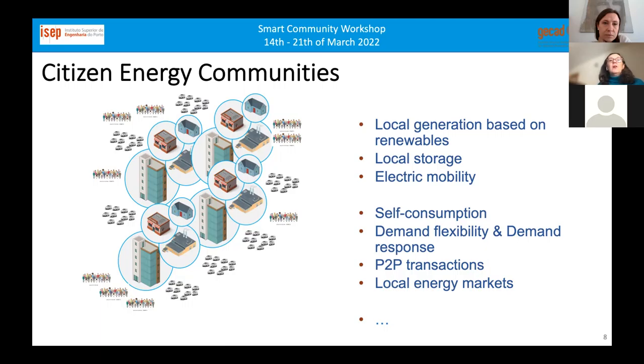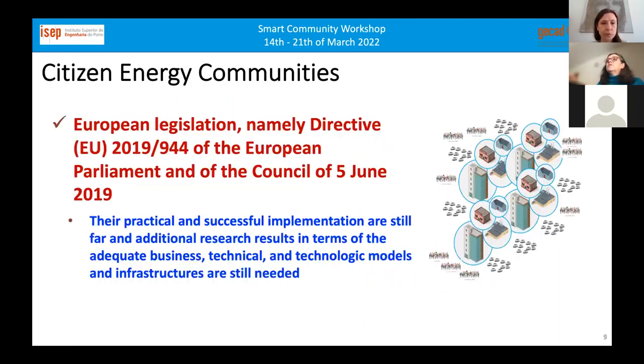Also, we can have local storage, not a large share of storage, but local storage, and electric mobility, of course. And with this, we can build a small energy system that is sustainable in energy and in technical terms. And of course, we can look at self-consumption, because these people will consume energy, but also they will produce energy. We can look at demand flexibility and at demand response, so that they can respond to third parties when there are needs for increasing or decreasing the consumption, peer-to-peer transactions, and local energy market. So this is the directive I told you before.